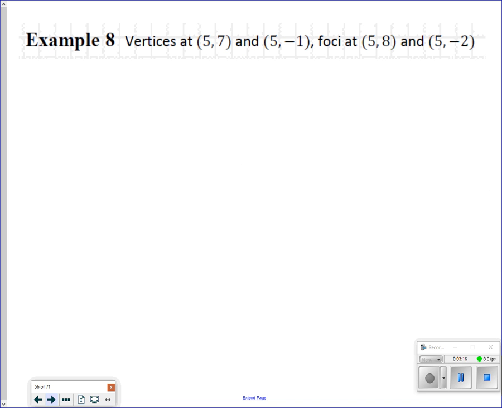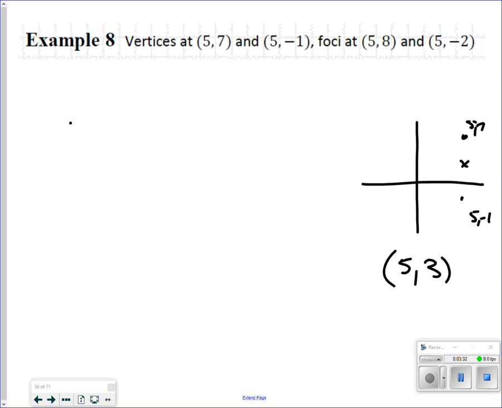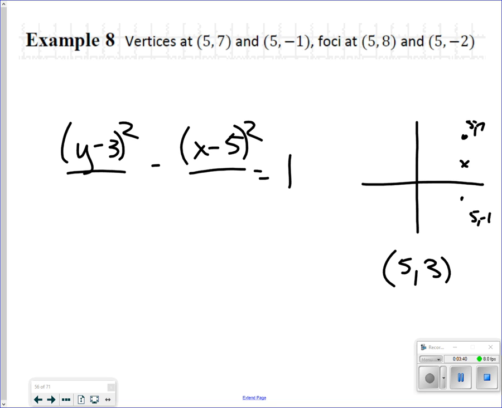Last one, I'm given vertices at 5, 7, and 5, -1. So again, finding the center between 5, 7 and 5, -1 would be the 5, 3. And it's an up and down hyperbola. So y would come first in order to make this an up and down hyperbola. Next, foci at 5, 8. So now, from 5, 3 to 5, 7, this distance is 4, so under y is 16. And my C value is 5.